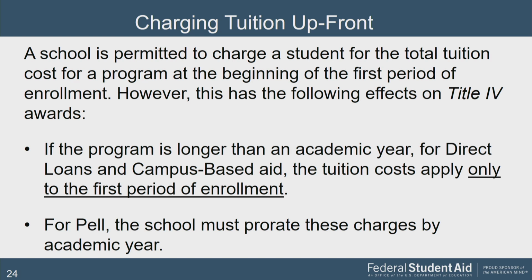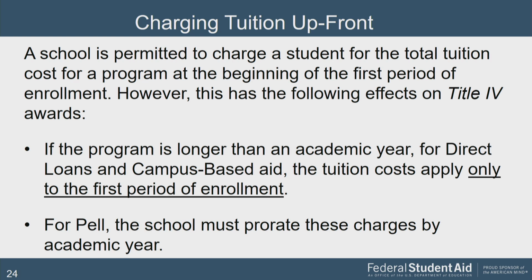Okay. A school is permitted to charge a student for the total tuition and fee cost for a program at the beginning of the first payment period of enrollment. However, this is going to have some effects on the Title IV award. So, institutions charge in different ways, and we don't dictate how you do that. You can charge either by the payment period, or you could charge up front for the entirety of the program, and that's up to you.